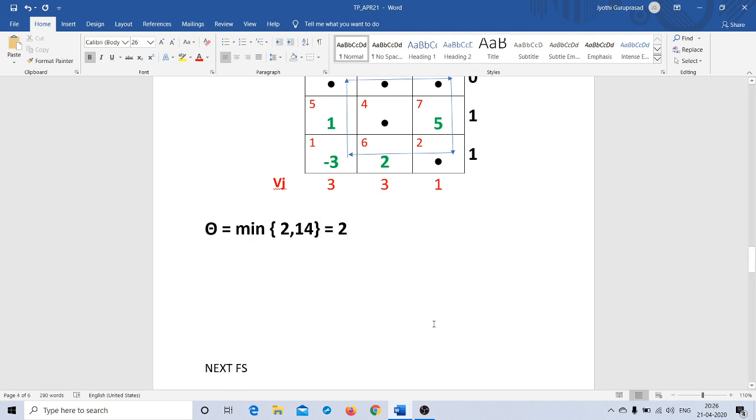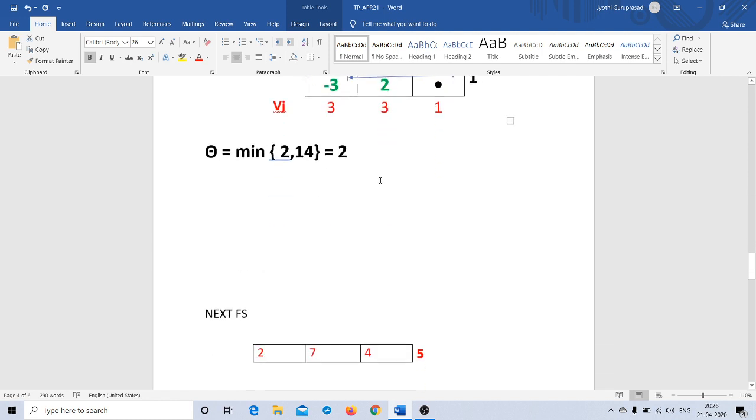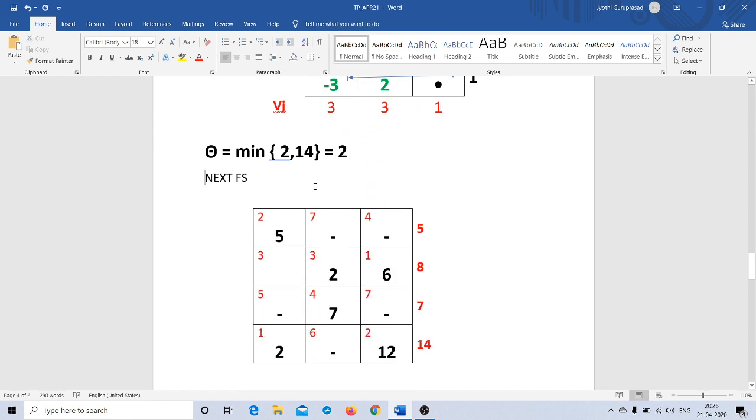Now what I am going to do with this 2 is add 2 here, subtract 2 here, add 2 here, and again subtract 2 here. And the remaining allocations I am not going to touch. These three allocations will not be touched because addition and subtraction of theta is only done with respect to the corners of the loop. Once I add theta and subtract theta from the respective cells, my next feasible solution works out to be like this. This is my next feasible allocation.